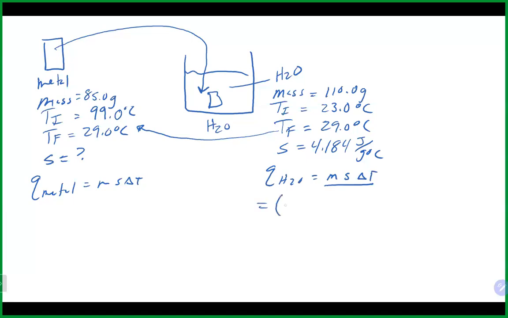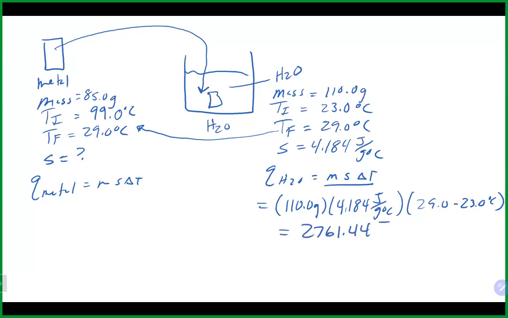We'll take our mass, which is 110 grams. We'll see how I did on my made up numbers here. We'll take our specific heat capacity. We'll do, again, final temperature minus initial temperature. And that's going to give us something like 2761.44 joules, as the grams will cancel, degrees Celsius will cancel, and we're left with joules.